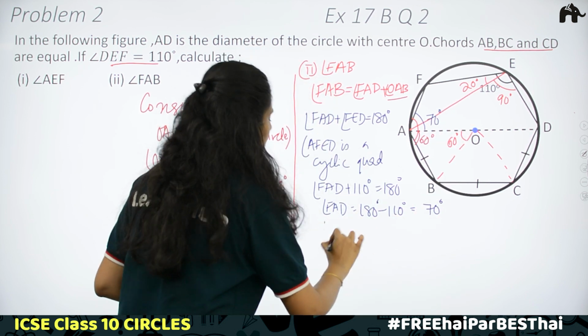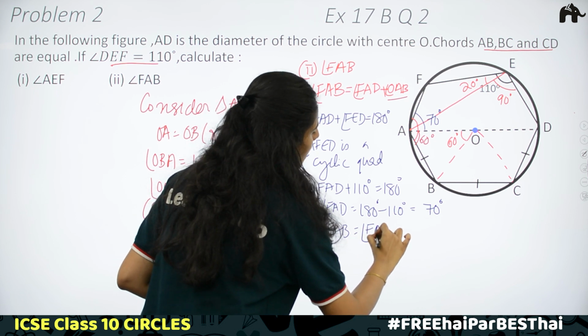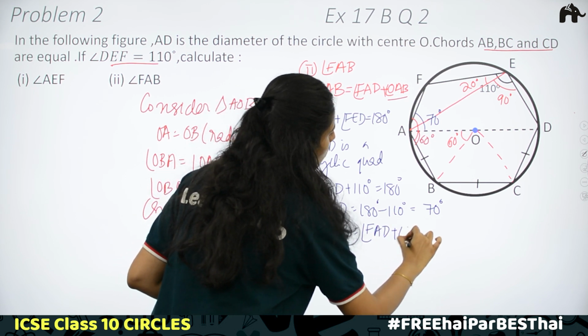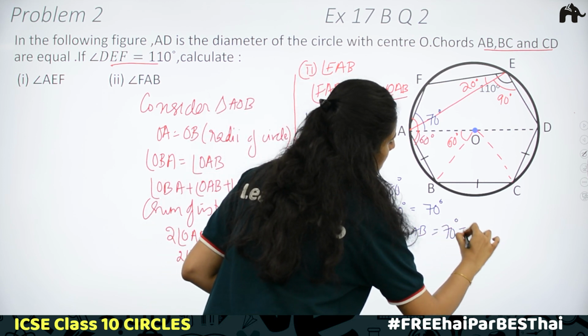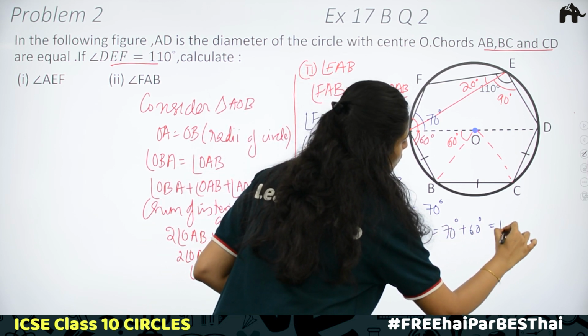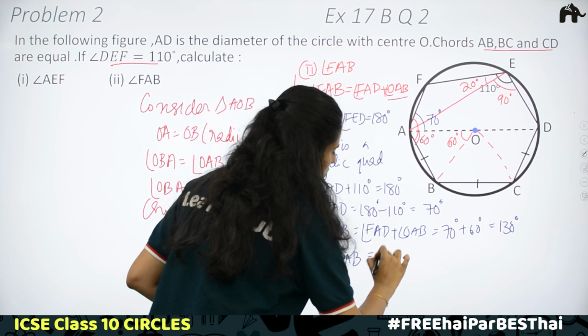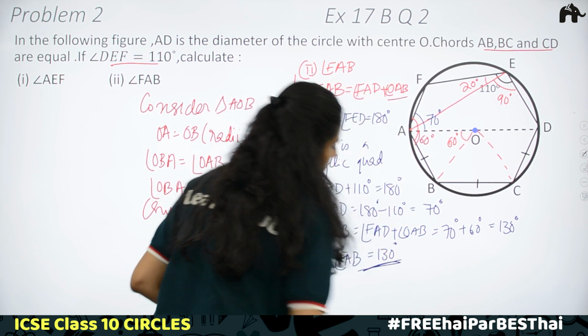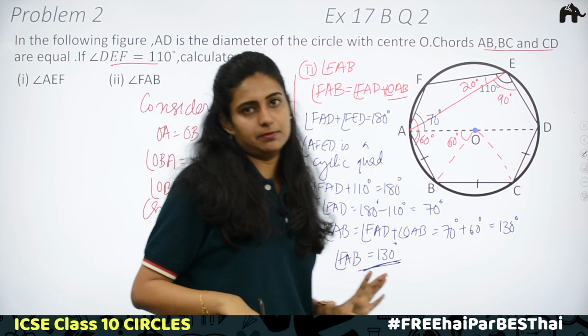Then what is angle FAB? FAB is equal to angle FAD plus angle OAB. That is 70 degrees plus 60 degrees equal to 130 degrees. Angle FAB is equal to 130 degrees. Clear? We have found the big angle FAB.